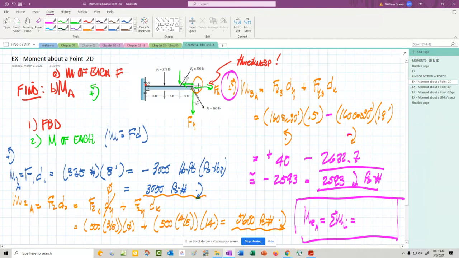And then find the resultant moment at A due to those three different forces. We would add them all up. So it's the minus 2593 minus 5600 minus 3000. I don't think I did that right. Hang on. 2593 plus the 5600 plus the 3000, 11,193 foot-pounds.